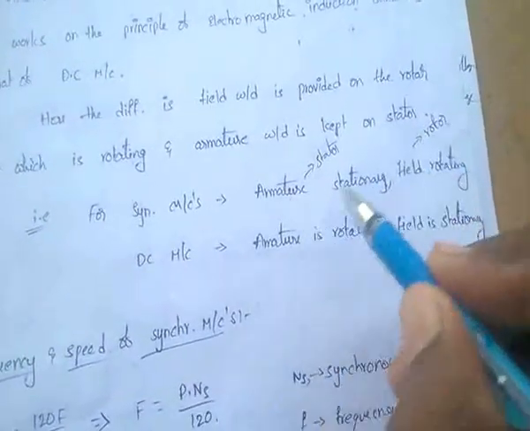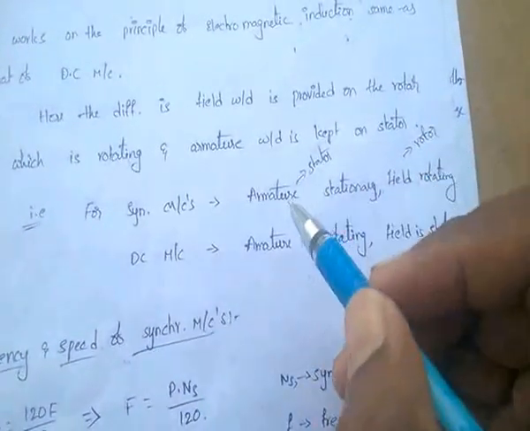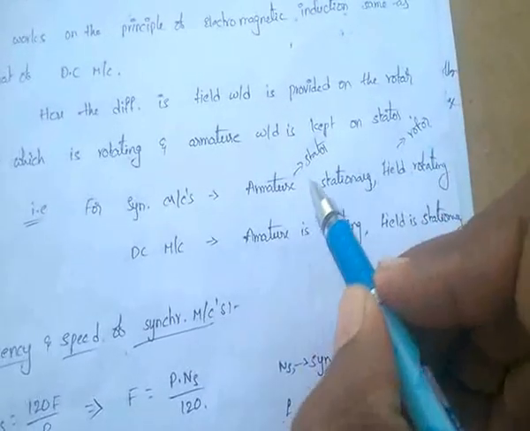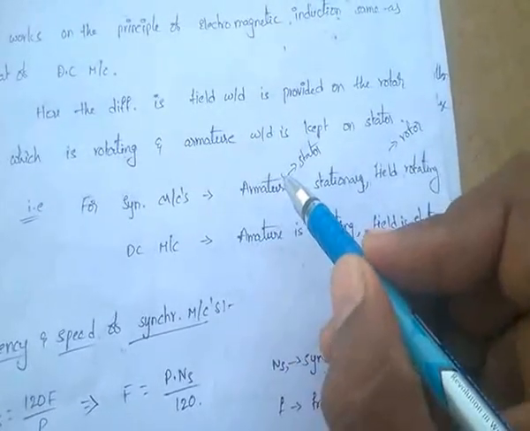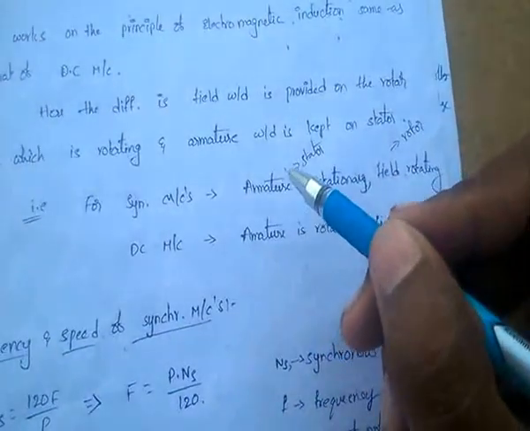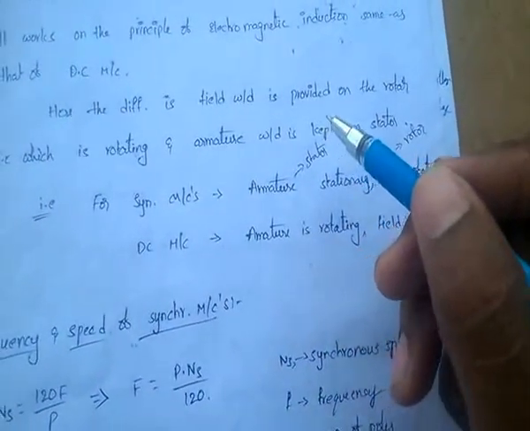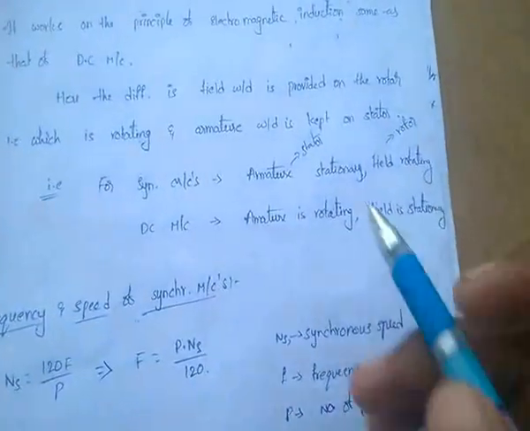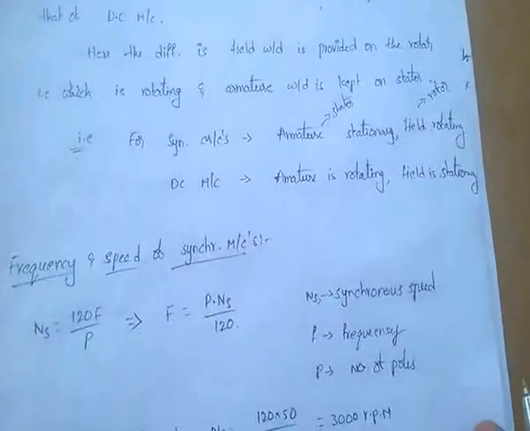There are several advantages in the armature being stationary and the field rotating, because if the armature is rotating, collecting the current with rotation is very difficult. So that's why the armature is stationary and the field is rotating, which is used in synchronous machines.